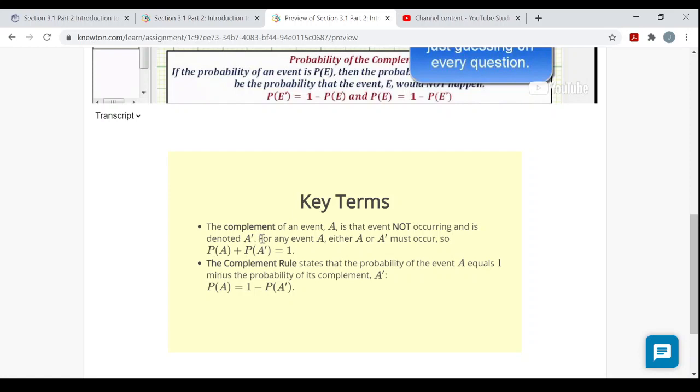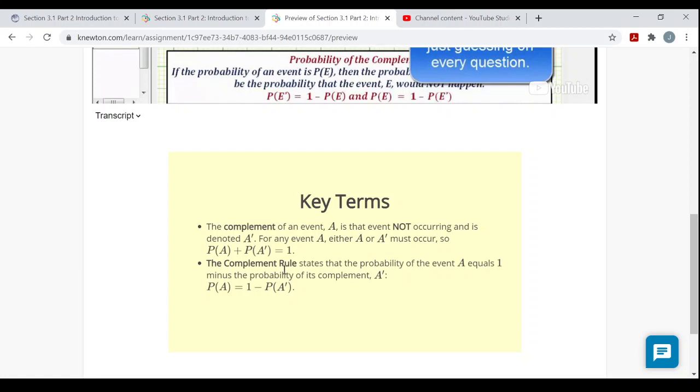A with the apostrophe. So remember, for any event A, either A or A prime must occur, right? Because either something happens or it doesn't, right? Either A occurs or it doesn't. So the probability of A occurring plus the probability of A not occurring will always add up to 1. This is for any event. The probability that it occurs plus the probability that it doesn't will always add up to 1.